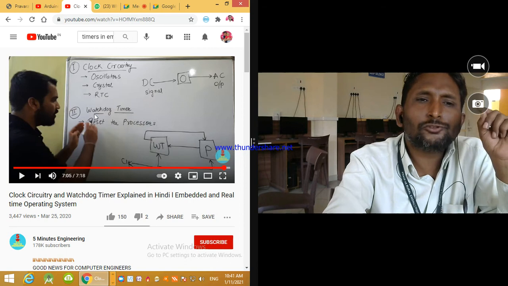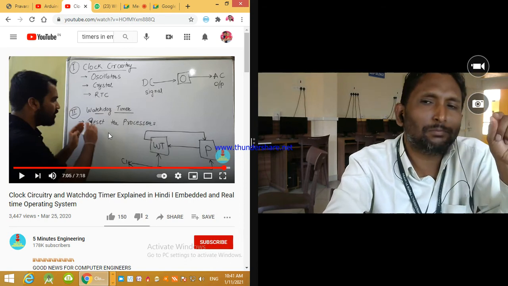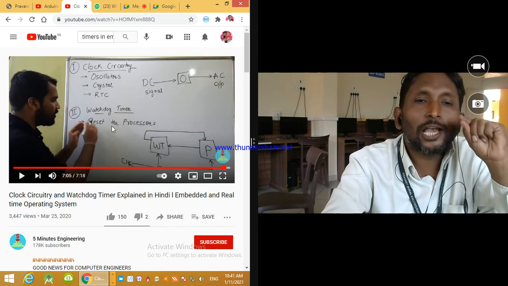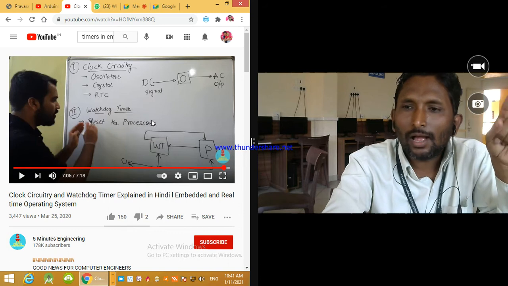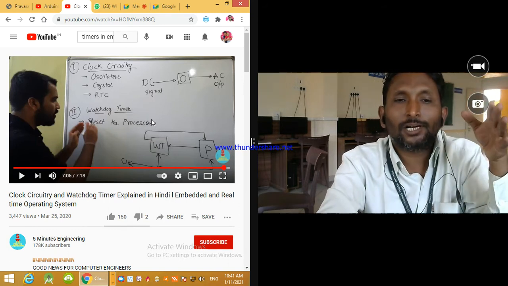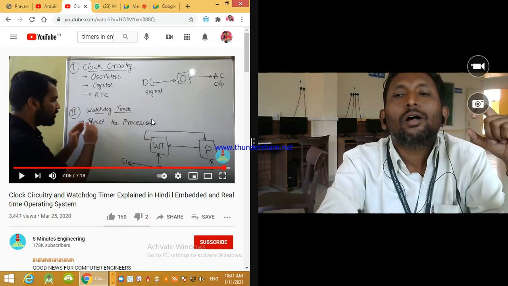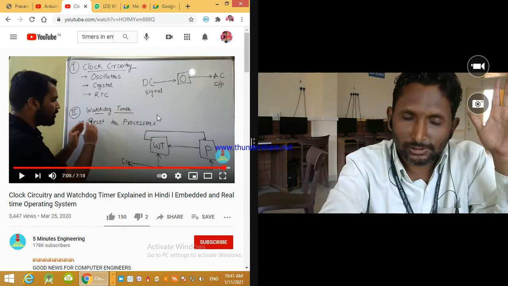This clock circuitry is used in the watchdog timer. What is the role of the watchdog timer? As the name itself suggests, it is watching something related to time and works against that time, as a complement to the particular function.